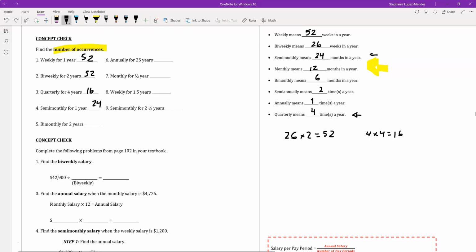So number 5 says bi-monthly for 2 years. So I go here in my table and look for bi-monthly, and it says 6 months in a year, right? So if I want to know for 2 years, I just need to multiply 6 times 2, which is 12.